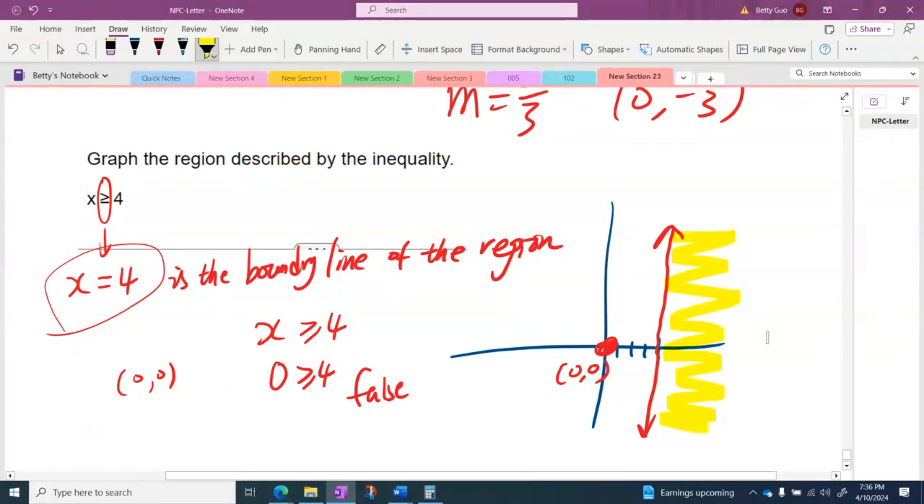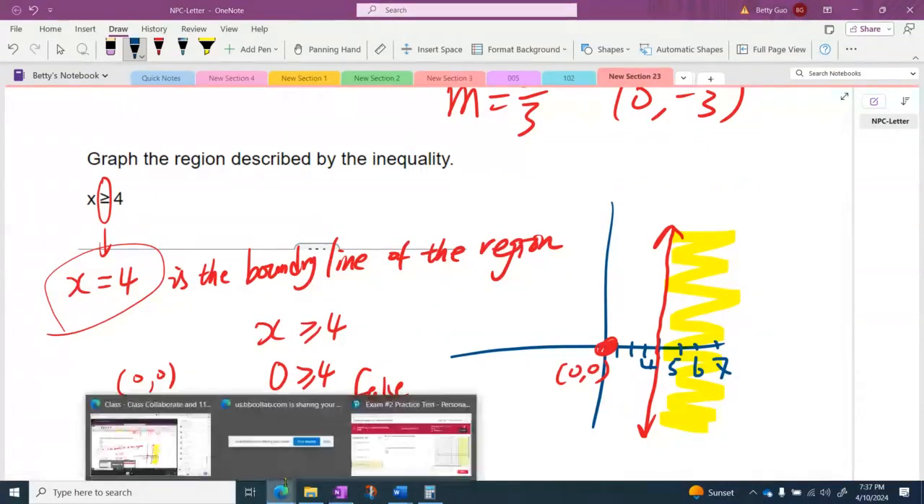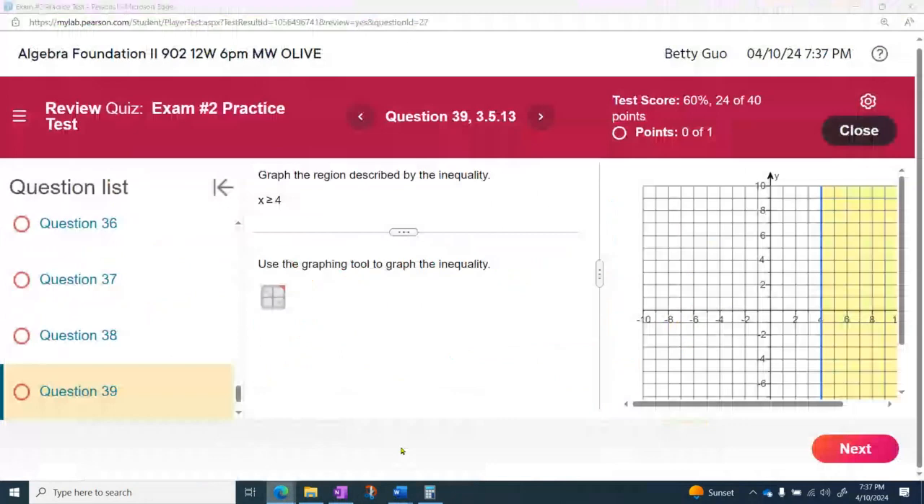Okay? And also think about x is bigger than or equal to 4. You have to shade the region to the right because this is a 4 and this is a 5, 6, 7. The right side of the boundary, they are bigger than or equal to 4. Those points, their x values are bigger than or equal to 4. So that's also something that you can understand is going to be on the right side.